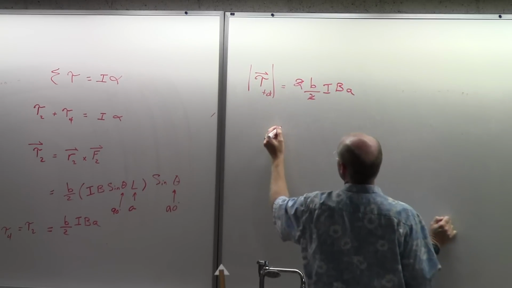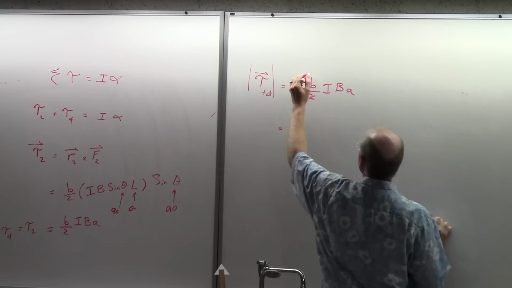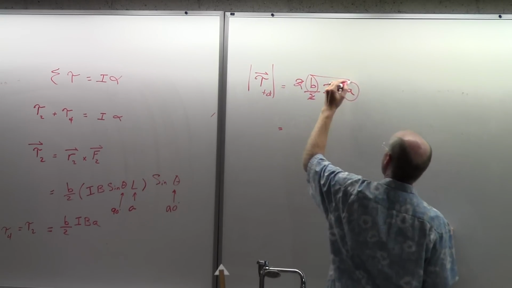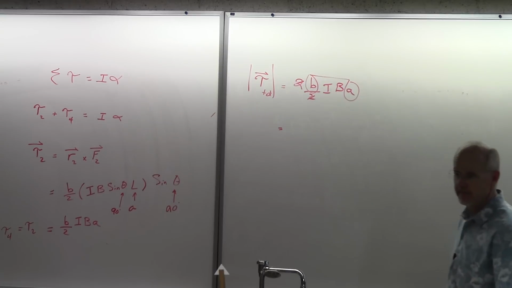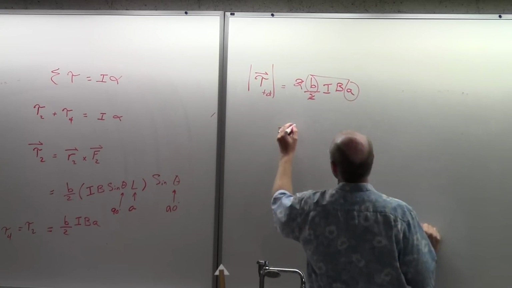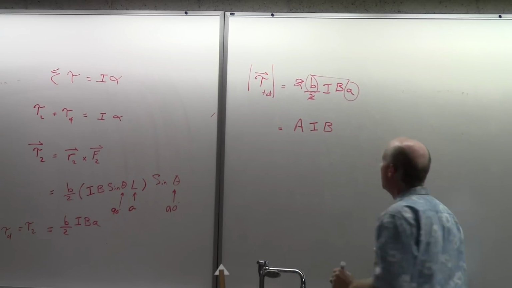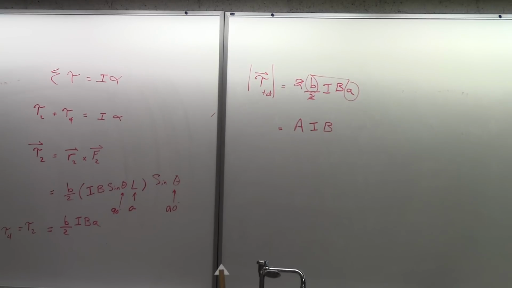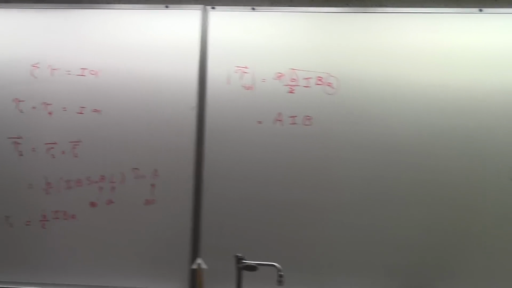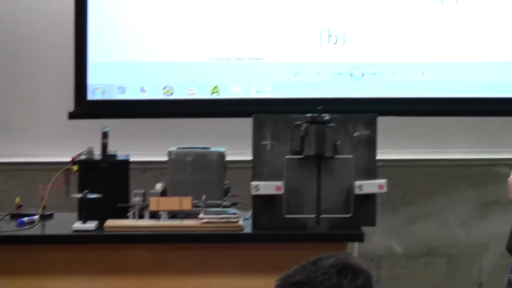The 2's cancel off. And in fact, one better is, what would you call the little b times the little a? Yeah. And so that's capital A for the area. And so the area of that rectangle loop times the current times the magnetic field gives me the torque. So do I have a net torque? Yes. Is it going to spin? Yes.